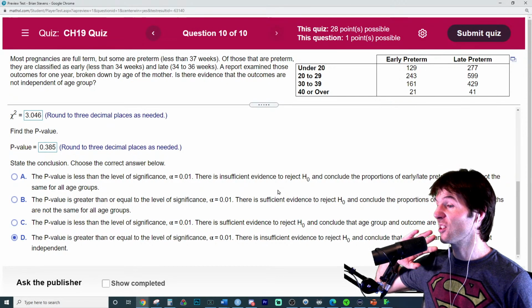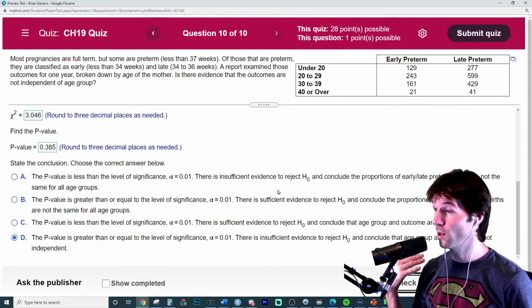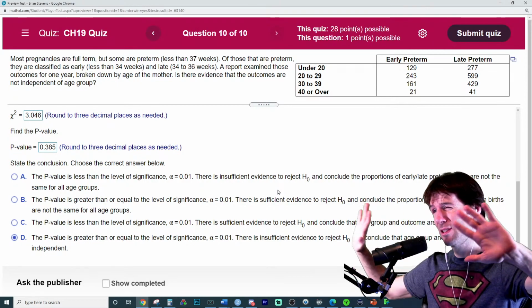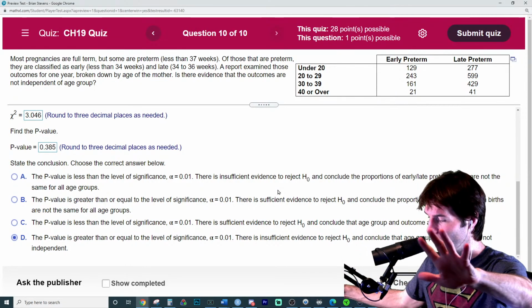So remember, when the p-value is high, just let that null fly. When the p-value is low, reject the null. P-value is low, reject the null. P-value is high, just let that null fly. Just let it be. Don't reject it.